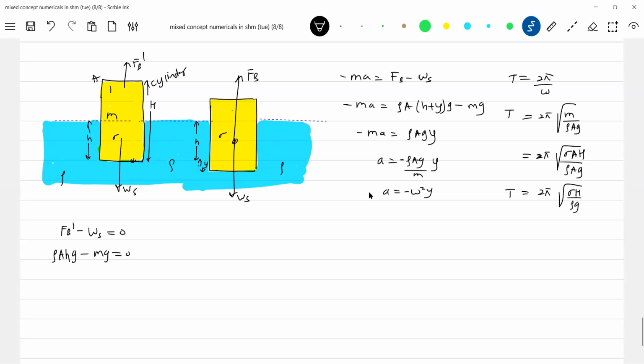So what does the time period depend on? It is independent of the area of cross section. It depends upon the density of the cylinder, the density of the liquid, and the height of the cylinder. Greater the height, the time period will increase. Try to make some observation. The end equations are very important.